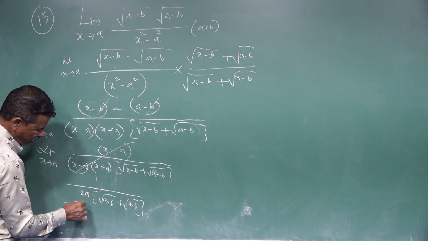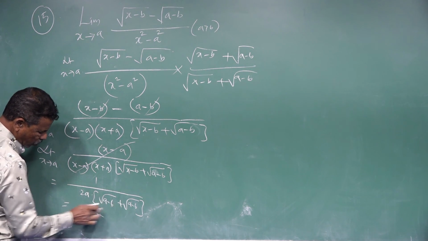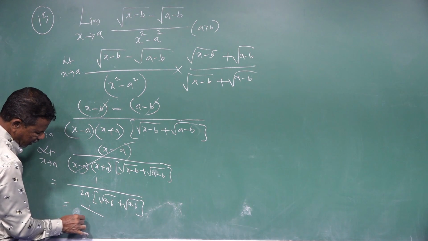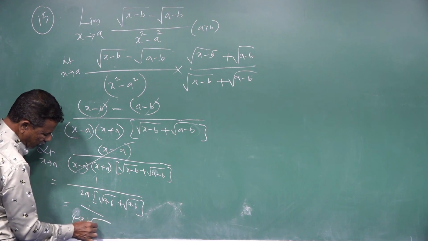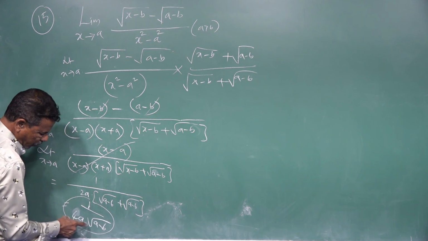So this is finally 1 by 2a, 2a here 2, 4, 4a under root of a minus b. Final answer: 1 by 4a under root of a minus b.